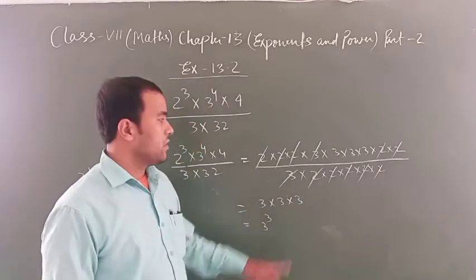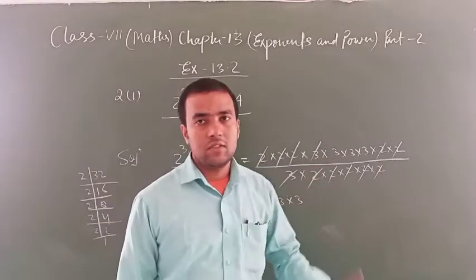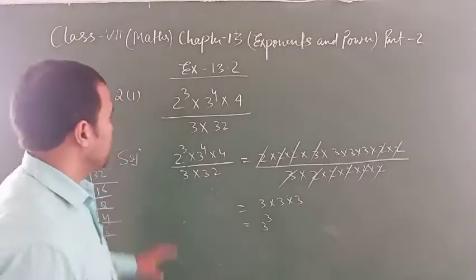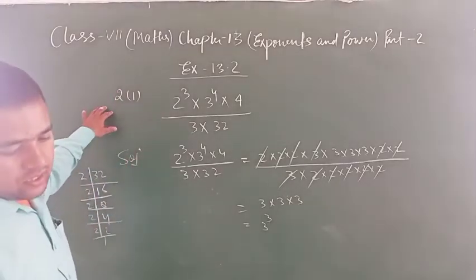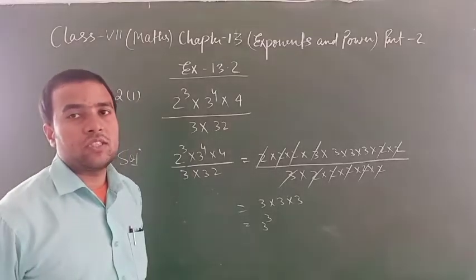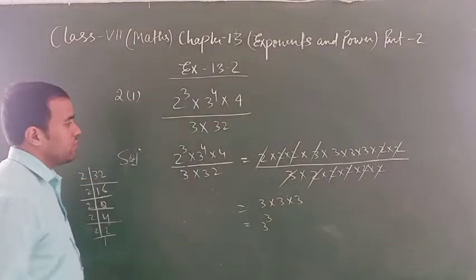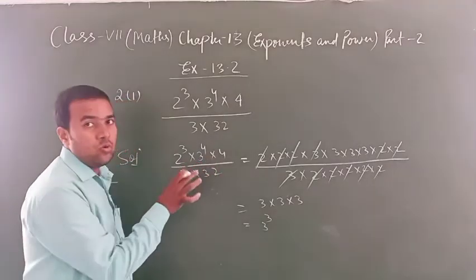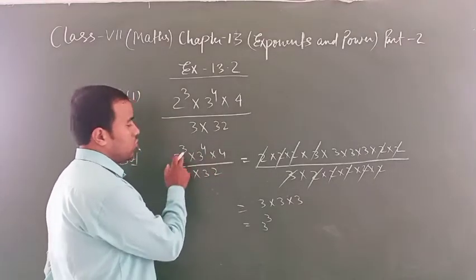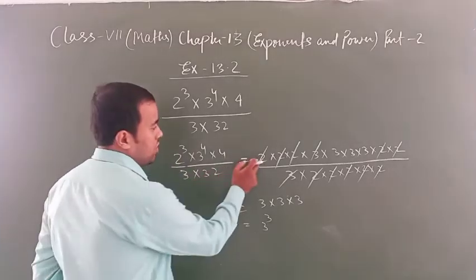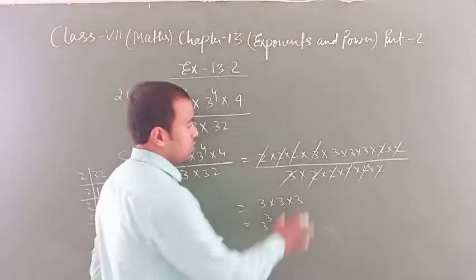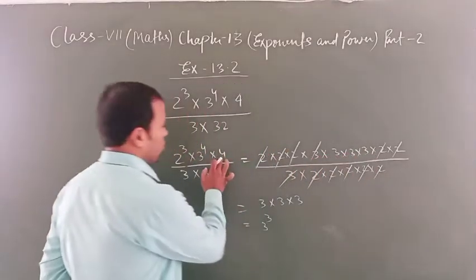Clear? 3 into 3, only 3 times is there, means 3 power 3, it is the answer. In the second one, it is asking to simplify and express each of the following in exponential form. First of all, we will do simplify. 2 power 3 into 3 power 4 into 4. So 2 power 3 means write 2 three times: 1, 2, 3. 3 power 4 means write 3 four times: 1, 2, 3, 4. Then 4 into 4.